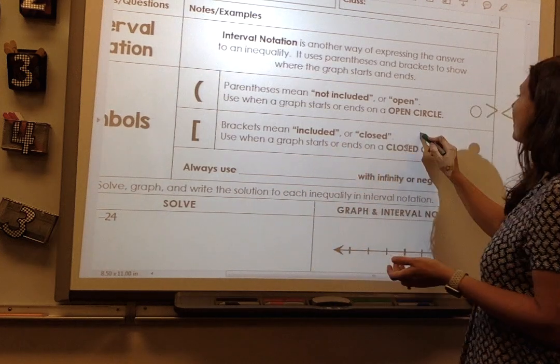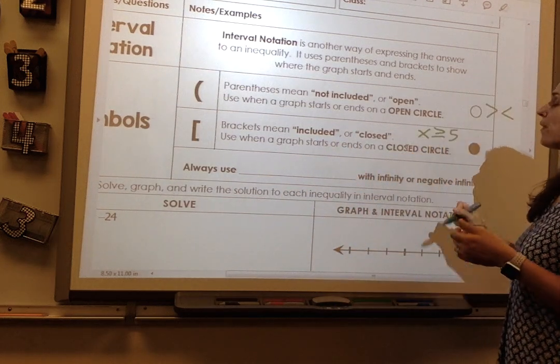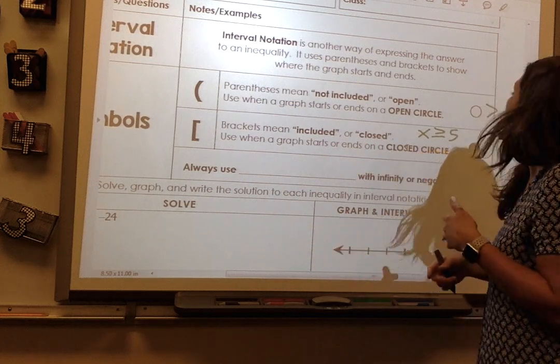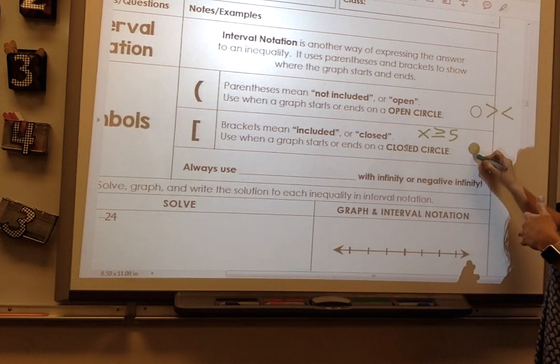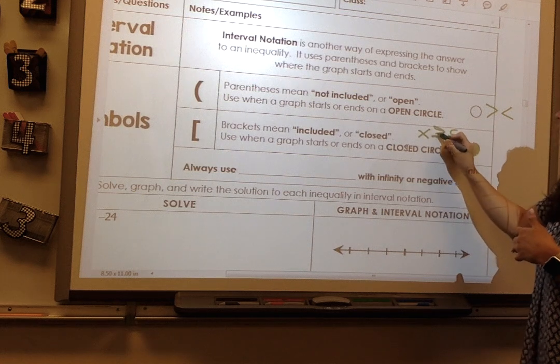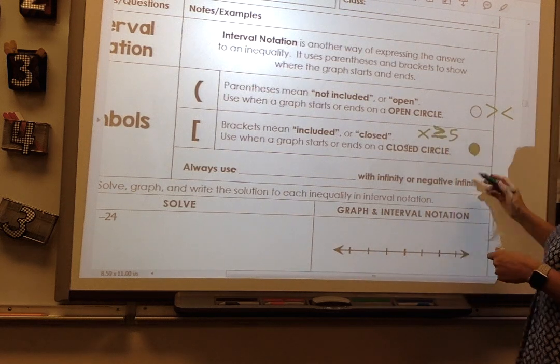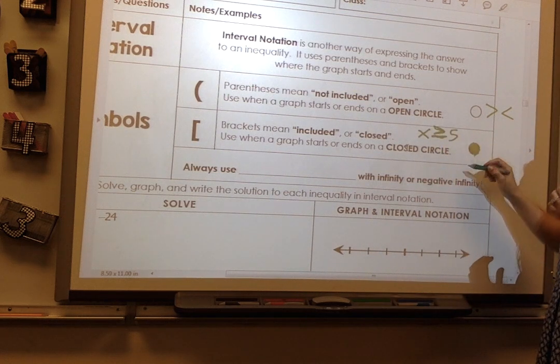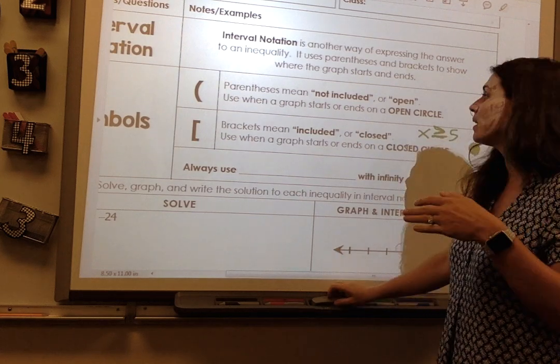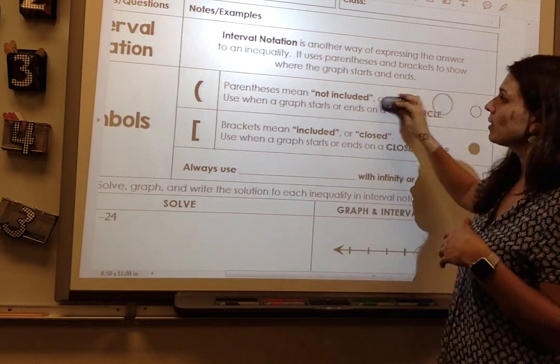Brackets are like x is greater than or equal to 5. It means 5 is included. So whenever you see more ink on your inequality, the closed circle represents that that number can be a solution. So what does that look like?